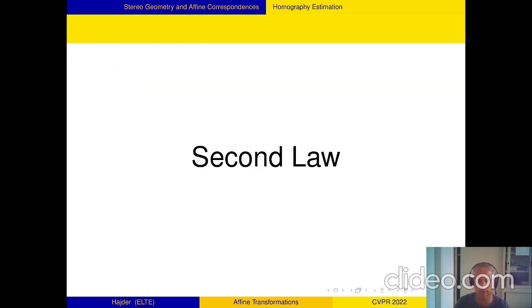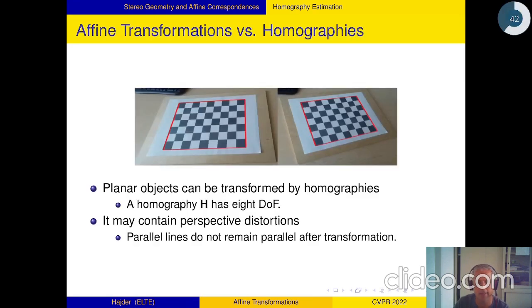Now let's move to the second law. Okay, the second law is the simplest law in the sense that it's quite easy, and this law is related to the homography estimation. So first let's see two examples. It's well known in stereo vision that if images are taken of a plane, in that case the pixels of the plane in the first image can be transformed by a homography to those of the second image, and homography can represent plane transformation between perspective images.